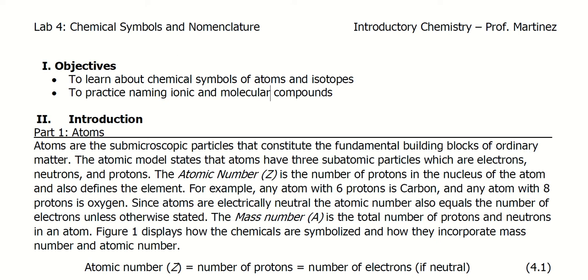Okay, so Lab 4, Chemical Symbols. What that refers to is your atomic symbols with your atomic number, your mass number, all those things. And nomenclature refers to naming. It's just a fancy word for naming compounds, and it's about the process and the rules for naming compounds. So you're learning about chemical symbols for atoms and also their isotopes, and also practicing naming.